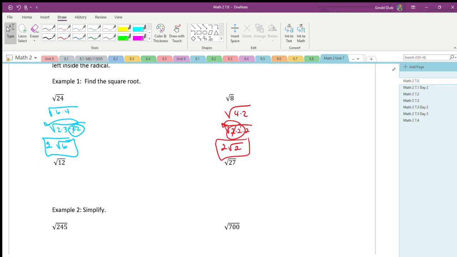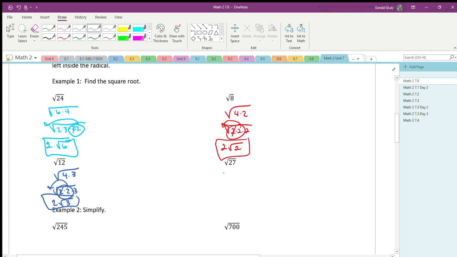Square root of 12. Two numbers that multiply to equal 12 are 4 and 3. You could use 6 and 2 as well. 2 times 2 is 4. Got a pair of 2's, so one goes away, the other one comes out. So 2 root 3 would be the answer.